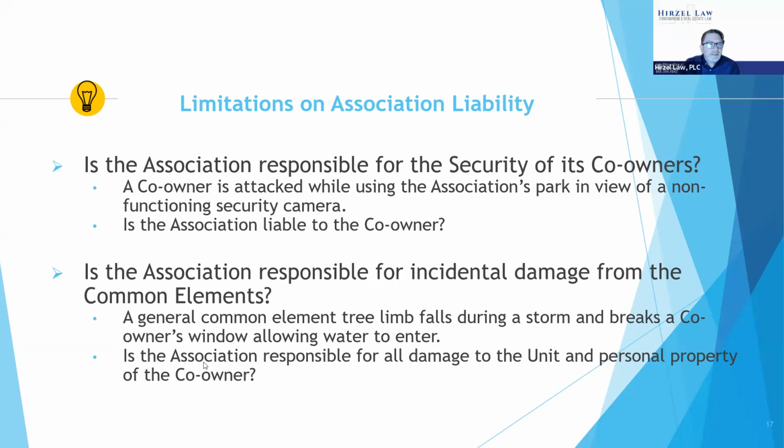Another area, which is potentially a little more controversial, is incidental damage from common elements. The example that we have here is, say a tree limb falls and breaks a co-owner's window, allowing the water to enter. What level of responsibility should the association have for that damage? And there's a separation between repairing the window. Maybe the window is a general common element, but then what about the damage to the interior of the unit itself? And what responsibility does the co-owner have?